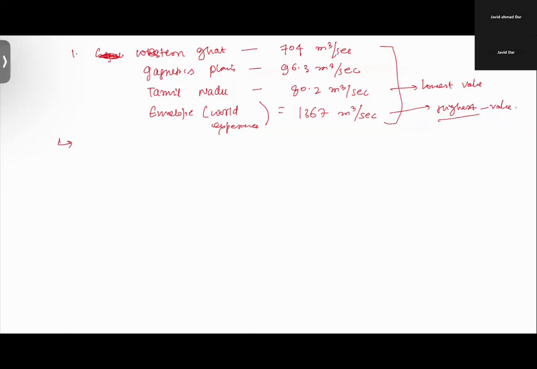So this is how empirically we can use the equations or a relationship between the flood peak and area to determine the maximum flood discharge. Any questions till now on this?